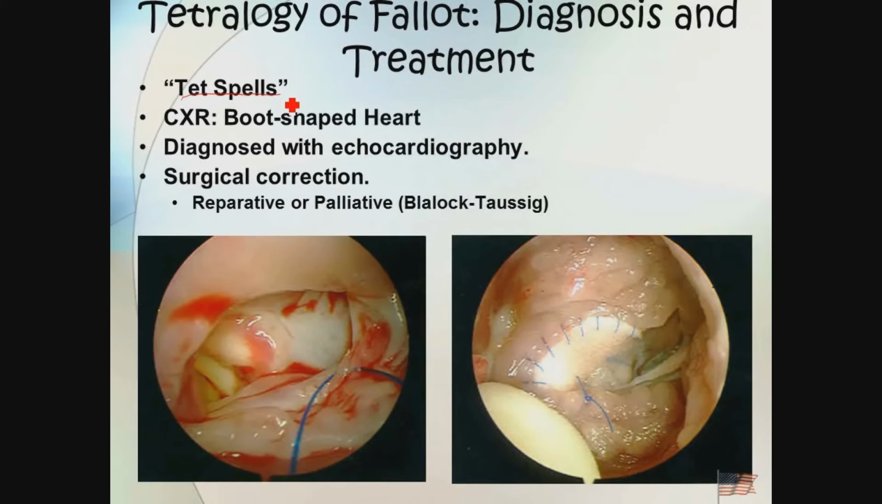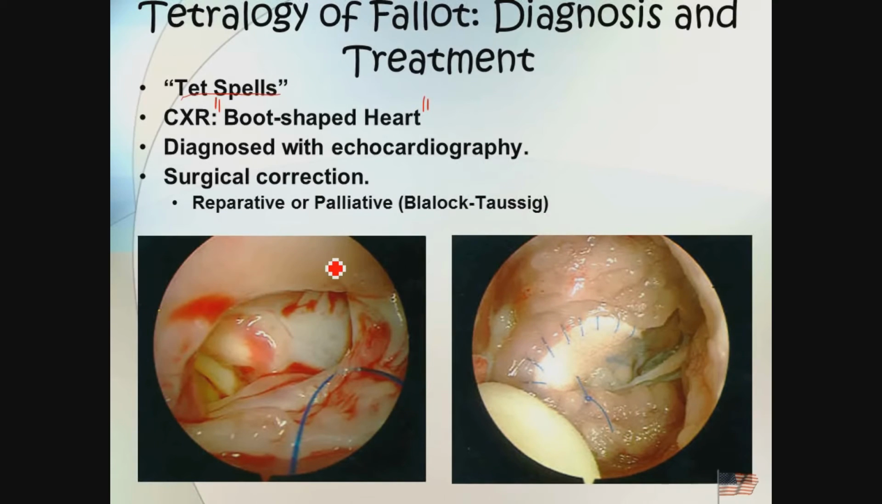It's been described as having a boot-shaped heart. I don't make these things up. When you look at the X-ray, you're going to go, "That's boot-shaped?" Amazingly, we diagnose it with echocardiography.